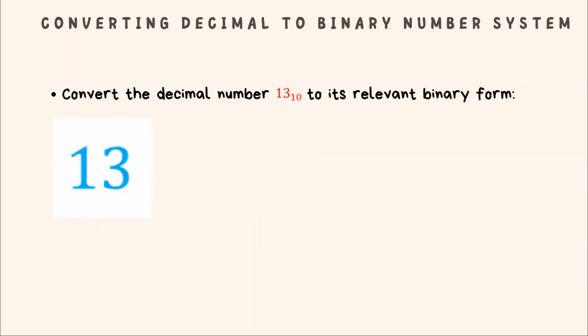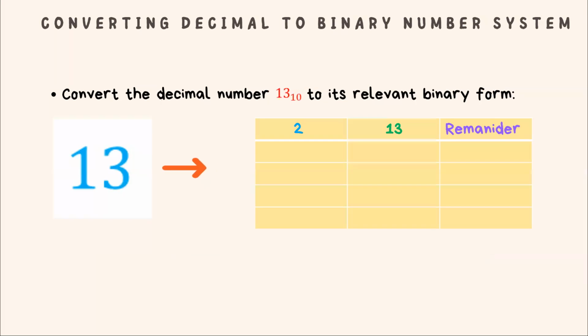So now let's convert this 13 back to the binary form. How are we going to do this? Well, now we will divide this number 13 by 2 because we want to convert this number to the binary form. So we will be dividing 13 by 2, and we will be writing the remainders of this division in this column. So this is number 2, which is the divisor, and this is 13, which is the dividend, and here you want to mention the remainders.